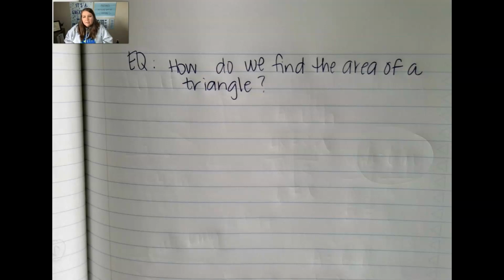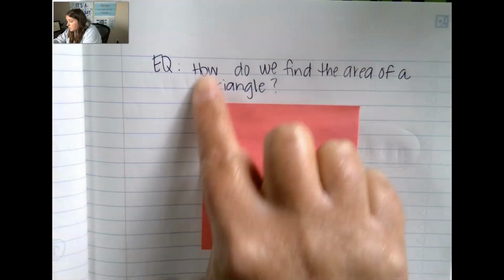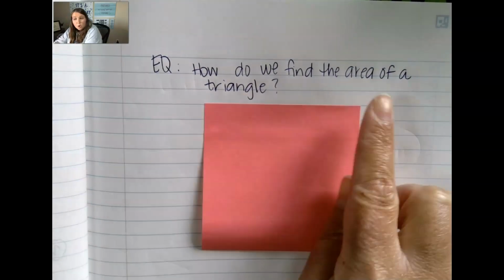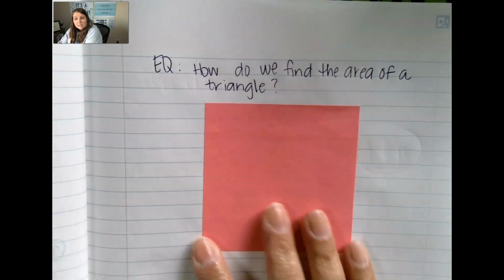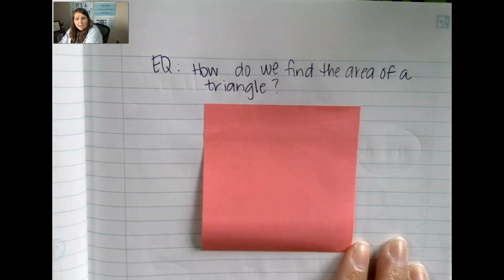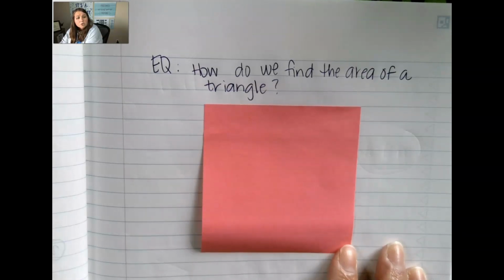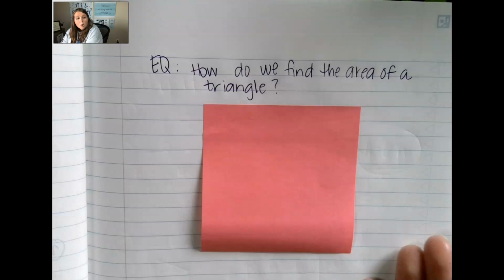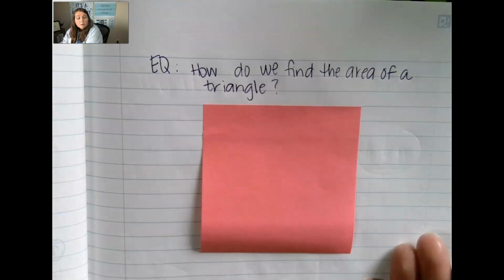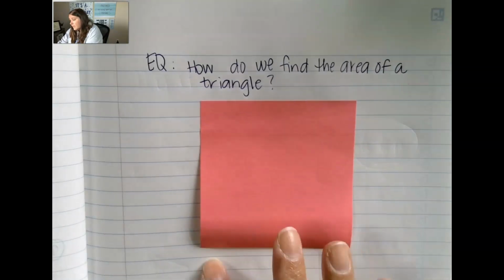Well, in order to find the area of a triangle, we first need to think about a square. So I have here my little square, and this square has 4 equal sides. It has 4 vertices, and in these corners, you can see that they are 90-degree angles. There's several different types of triangles, but all triangles come from either a parallelogram or they come from a rectangle or a square.